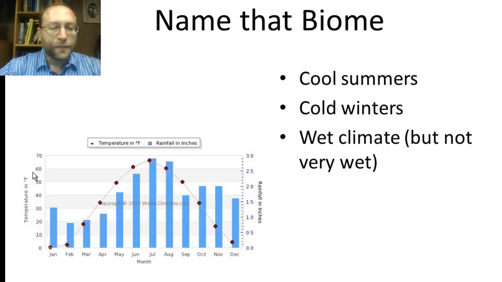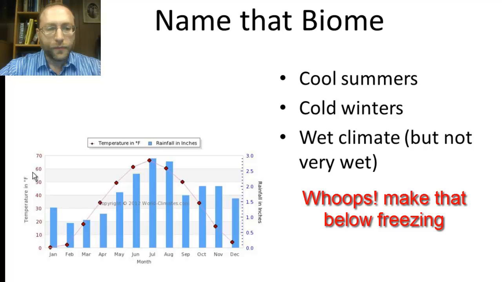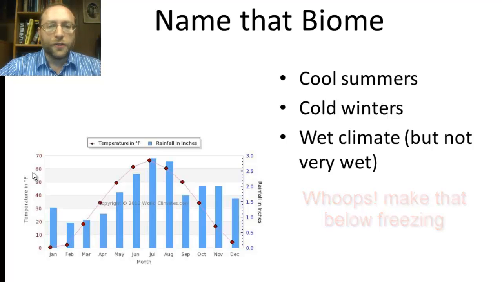Next one. Now if you look at the temperature, we've got here cool summers where the average temperature, looks like here, doesn't get up to 70 degrees. And we've got really cold winters where the average temperature is around freezing. But it's a wet climate, but not as wet as the temperate rainforest that we saw before.